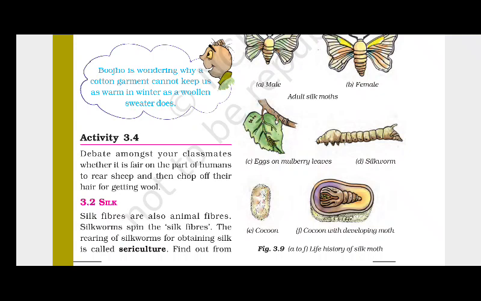In this video we are going to know about silk fiber and how saris are made from silk, and what is the life history of a silk moth from which silk is obtained. Silk fibers are also animal fibers. Silkworms spin the silk fibers. The rearing of silkworms for obtaining silk is called sericulture.